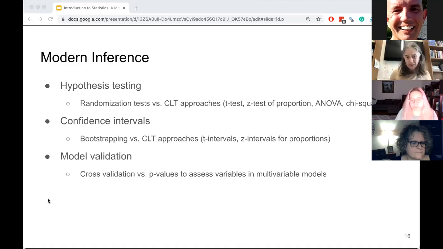And then we do the same thing with confidence intervals, except instead of doing randomization to force a null hypothesis, and I have a few slides on how we do that, with confidence intervals we're using a bootstrapping approach. Bootstrapping is that more modern computational idea where we're not relying on the normal distribution or the central limit theorem, but we're able to generate confidence intervals for whatever parameters of interest.